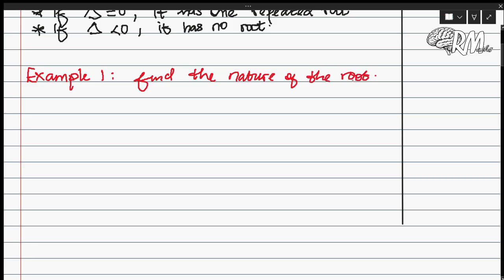Now we are asked to find the nature of these roots. And for us to find the nature of this root, which is very simple, we have to first bring out our a, b and c. And by this, we have a as 2, then we have b as 4, and we have c as 2.